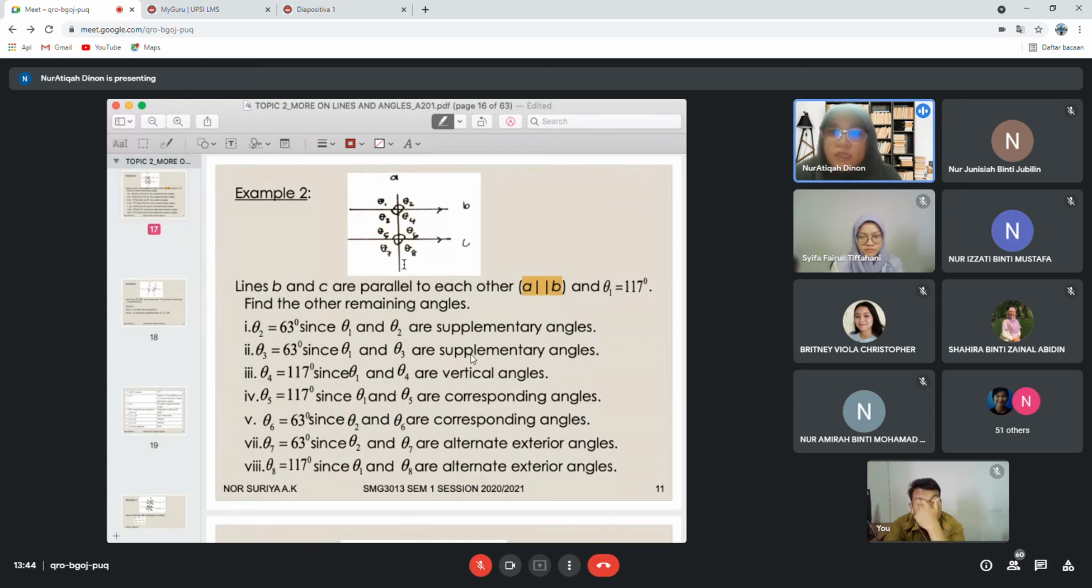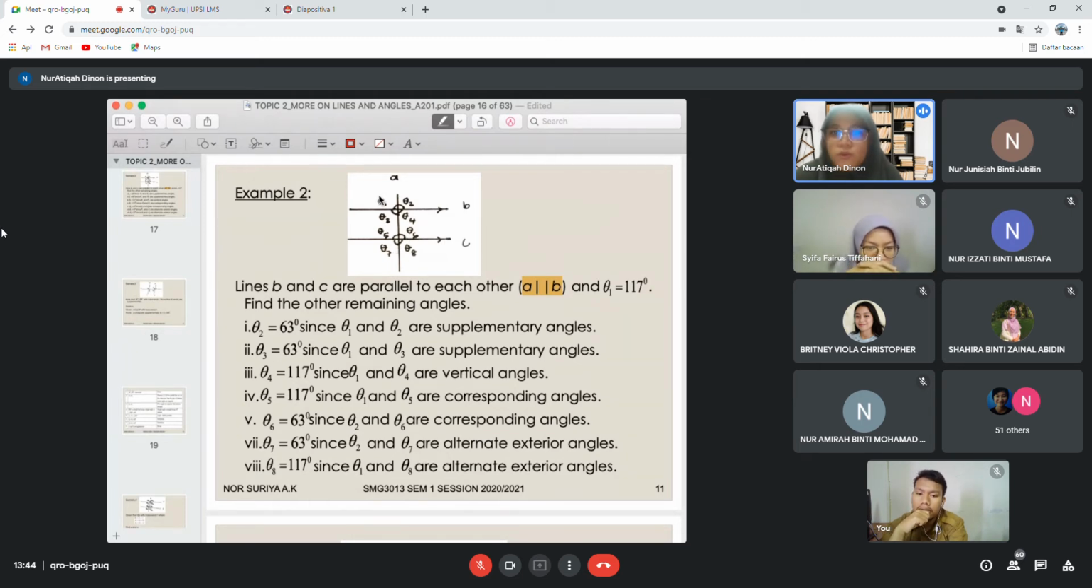Transversal line. And then we know this one, theta 1 here is 117. So we need to find the other remaining angles. So from one angle here, we can actually find all the remaining 7 angles over here.